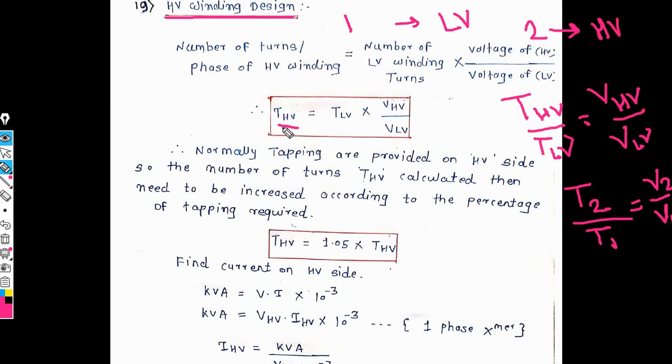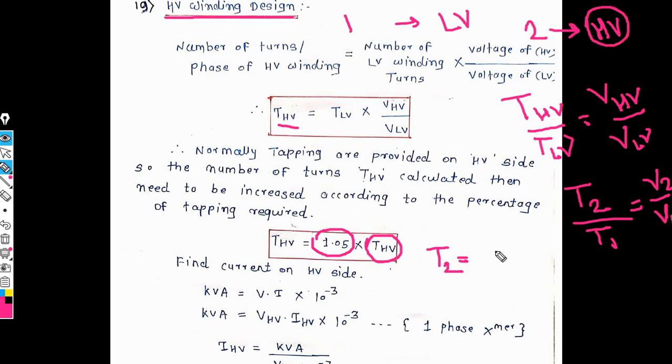This is the formula of high voltage winding turns. But in the high voltage winding design, tapping is used, and tapping is always provided on the high voltage side because it depends on load and on the ratio. Also, the number of turns on the high voltage side is called tapping. This tapping depends on percentage rate, and the turns can be increased by a factor of 1.05 for high voltage winding. That means T2, where 2 indicates high voltage winding.